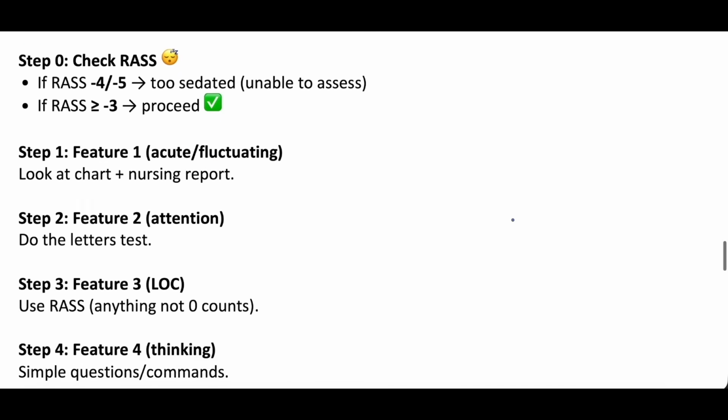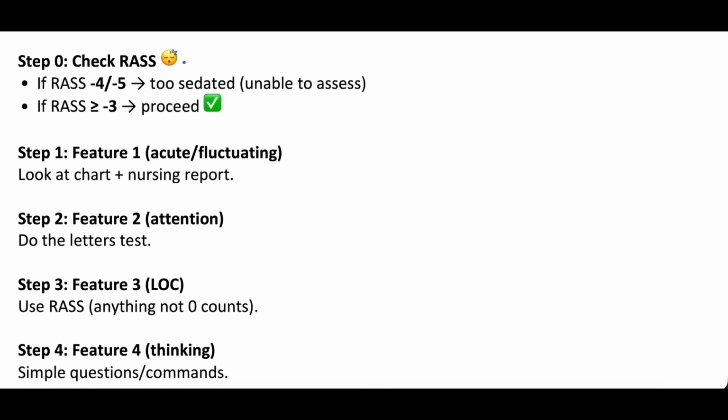So, step-by-step approach to CAM ICU. Step 0, check the RASS. If the RASS is less negative than -3, aka they're not -4 or -5, then proceed. So that just means if they open their eyes to any degree with verbal stimuli, then you could proceed. Okay, so that's step 0, check the RASS, because you can't even do the CAM ICU tool if the RASS is more negative than -3.